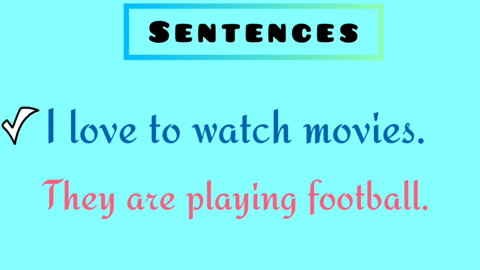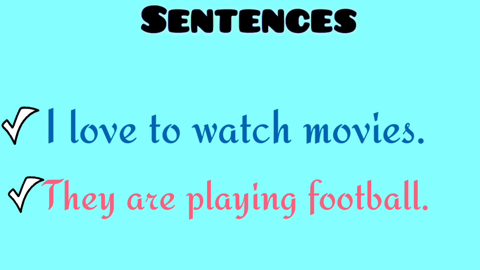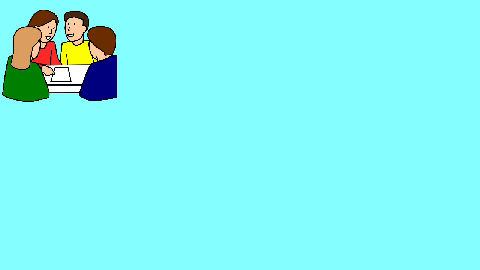Example number 1, I love to watch movies. यानी कि मलाई movie हेर्नु मन पर्छ. And number 2, they are playing football. उनीहरू फुटबल खेल्दैछ. That means this sentence or group of words is giving you a complete sense. Okay, so now let us understand it deeply.